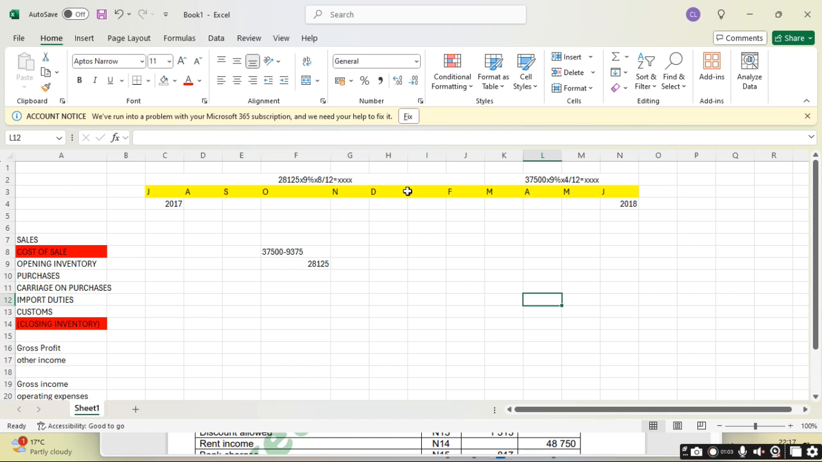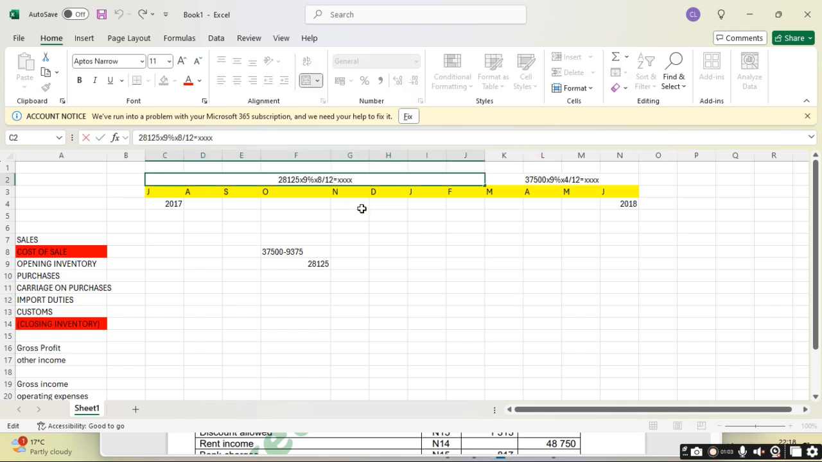Or another way of doing it. So this is the first way of doing it. You will check if the answers you get are the same. But I'm pretty sure that you're going to get the same answer. So you can say here, instead of adding these months, you can just leave it as 28,125 times 9% to get your answer. So you don't include any months.